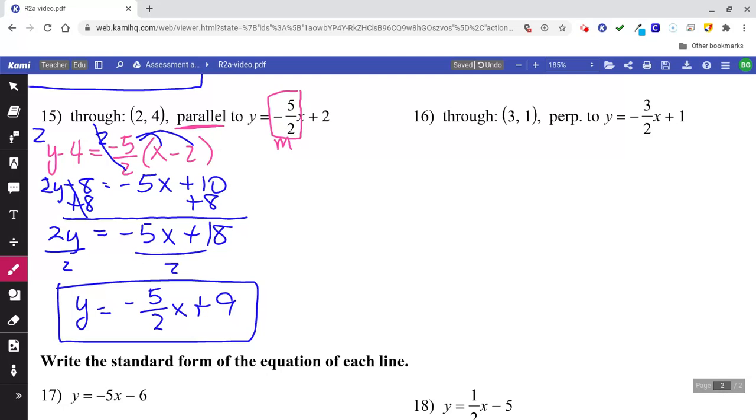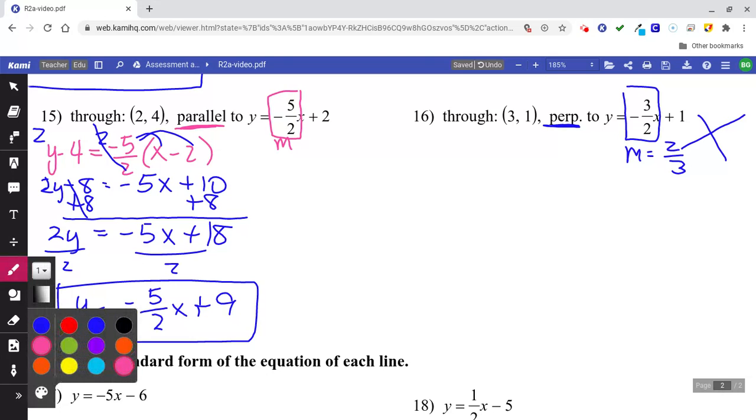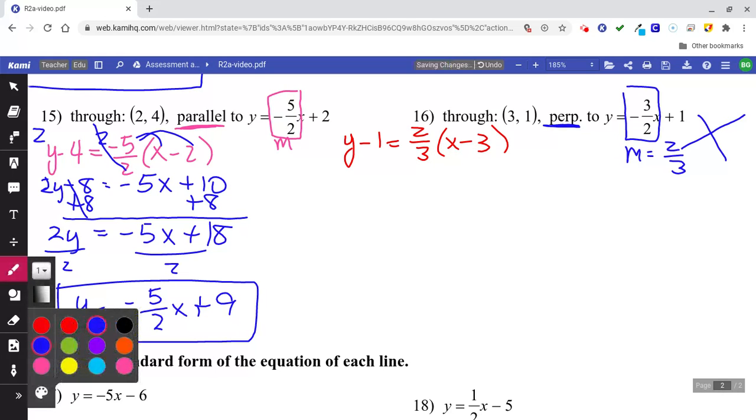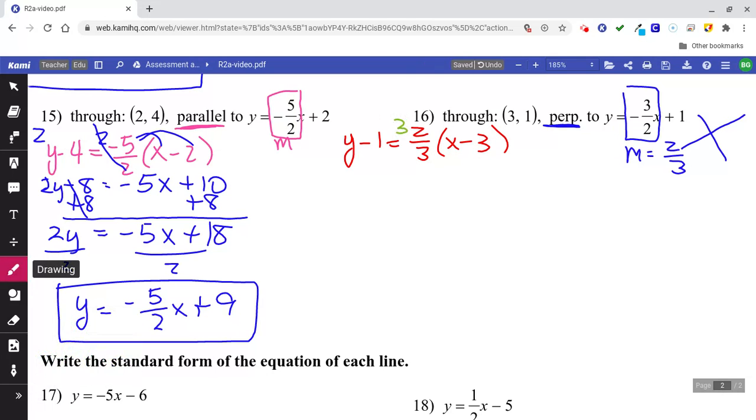Number 16, again, step 1, find the slope, all right, but we're not using that slope. We've got to go perpendicular. Perpendicular, if this slope is -3/2, then my perpendicular slope is going to be the opposite reciprocal. So the slope I will use is the opposite reciprocal, +2/3. Otherwise, we're doing the exact same thing. Y minus y number equals my slope that I'm using times x minus x number. Fraction trick. Again, if you're good with fractions, you don't need to do this, but most of you aren't probably.